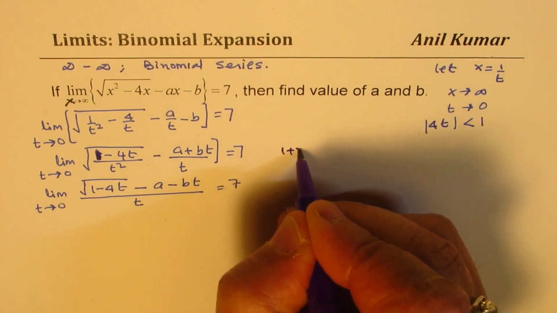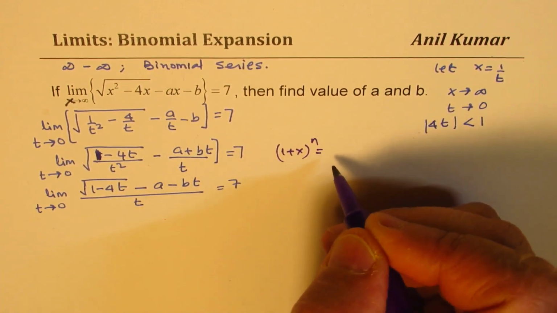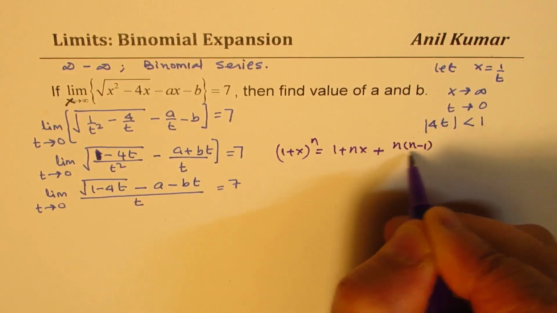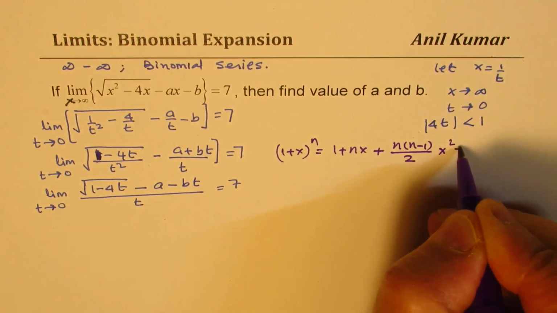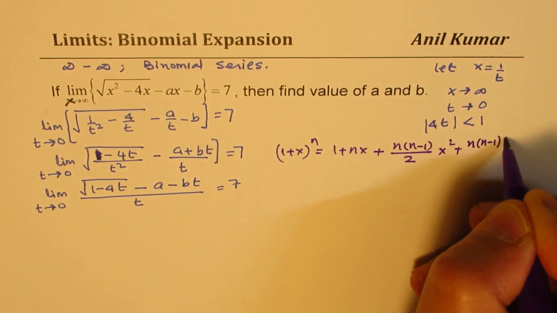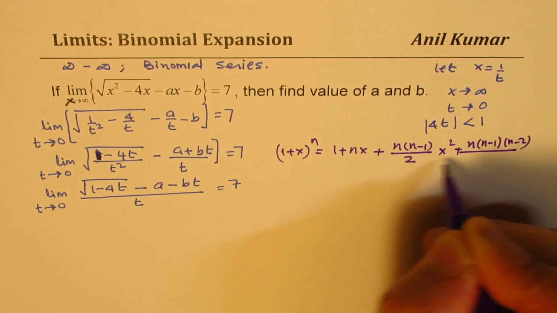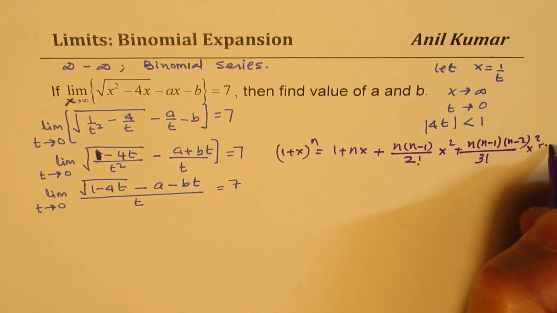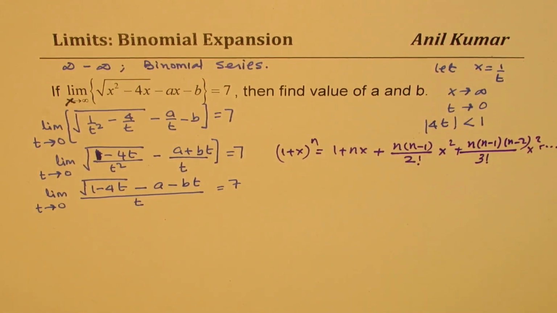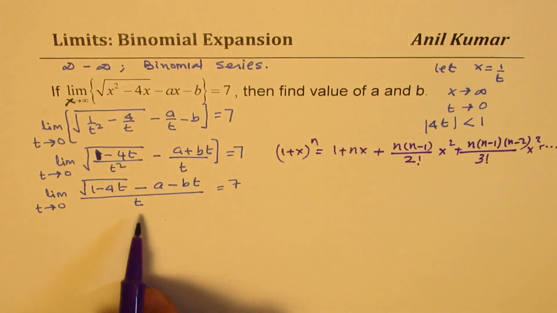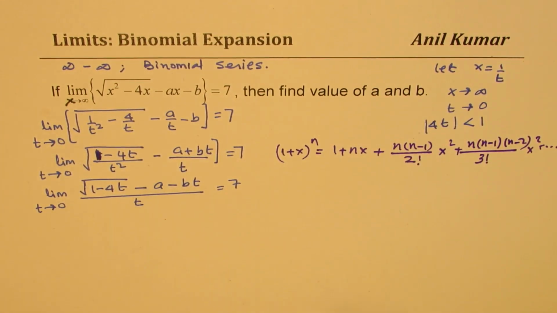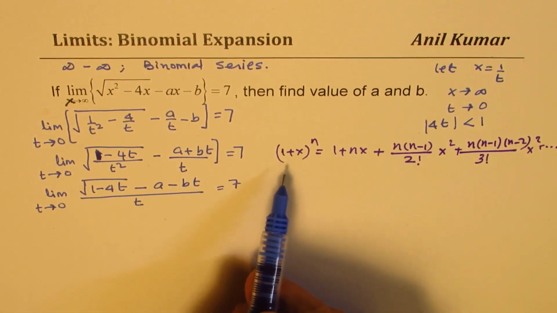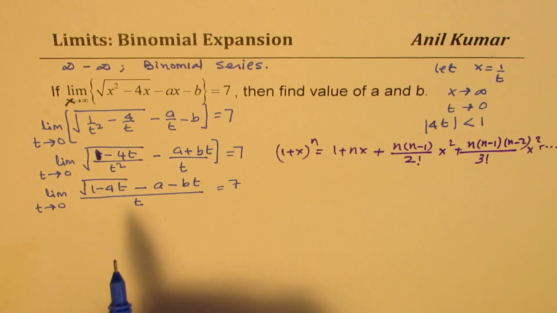is (1 plus x) to the power of n is equal to 1 plus nx plus n times (n minus 1) over 2 factorial times x squared plus n times (n minus 1) times (n minus 2) over 3 factorial times x cubed plus so on, correct? So that is the expansion, the binomial series, which we are going to use here. So the term here, as you can see, is basically, instead of x, we have minus 4t here, right? So that's what we have.